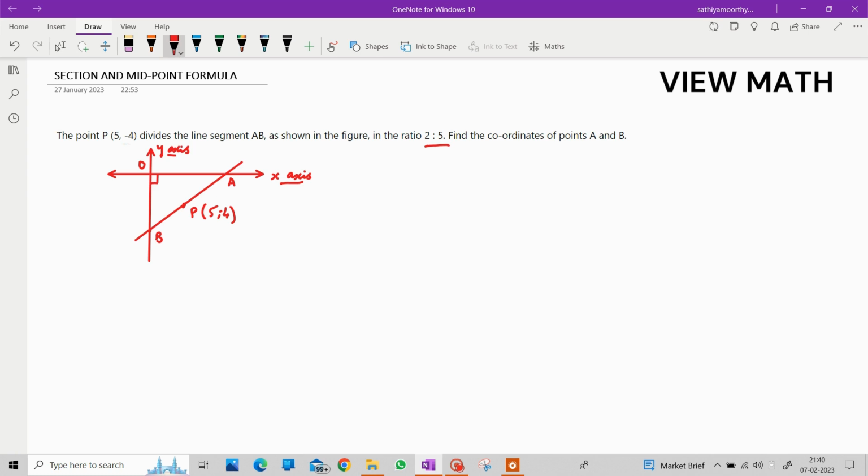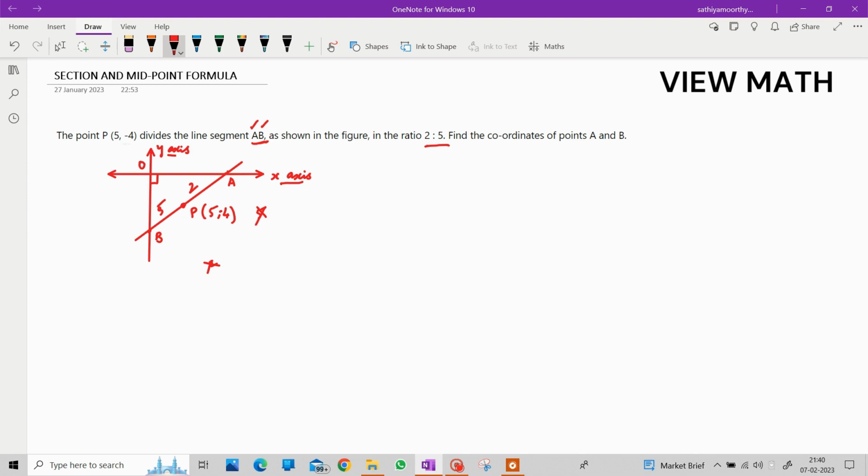So from here to here, 2 is to 5, we cannot write. This is wrong because the line segment is AB. So it starts from A and ends in B. So in the ratio 2 is to 5, it means from A we have to start. So from A to P this is 2, and from P to B this is 5. So this is the ratio 2 is to 5.